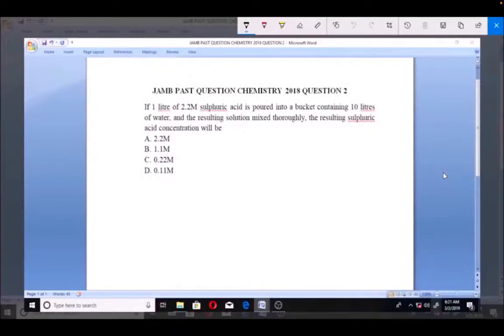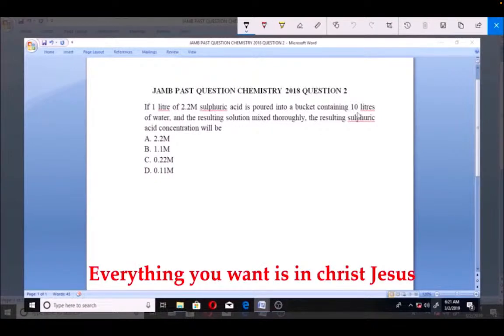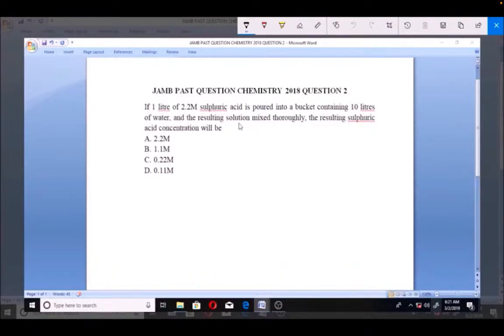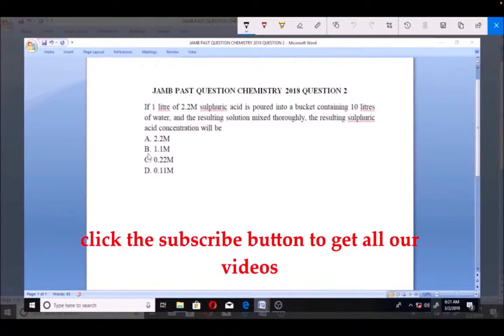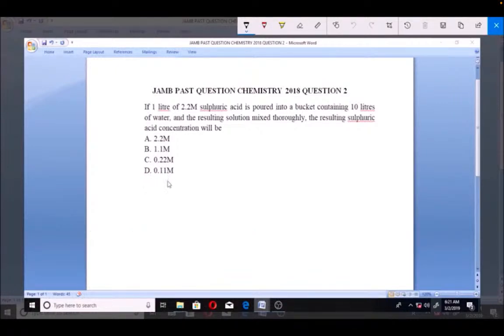Hello, welcome. Let's look at this JAMB past question for chemistry 2018. Question number 2. If 1 liter of 2.2 molar sulfuric acid is poured into a bucket containing 10 liters of water and the resulting solution mixed thoroughly, the resulting sulfuric acid concentration will be A, 2.2 M, B, 1.1 M, C, 0.22 M, D, 0.11 M.